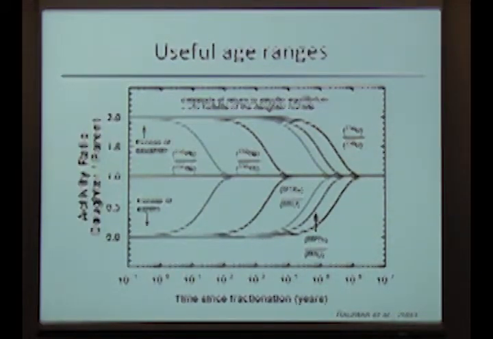So what that means is that you can look at, for example, lead-210 versus radium-226, and that'll give you time scales on the order of a few years to a few hundred years. Radium-thorium is a few decades to a few thousand years, and so on. So each parent-daughter pair then gives you a different time range that's accessible.